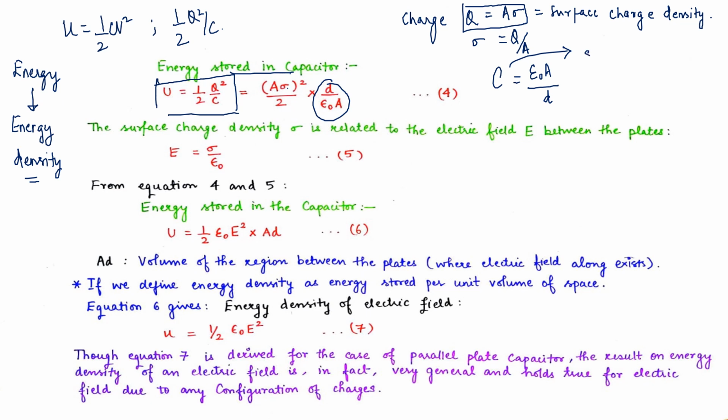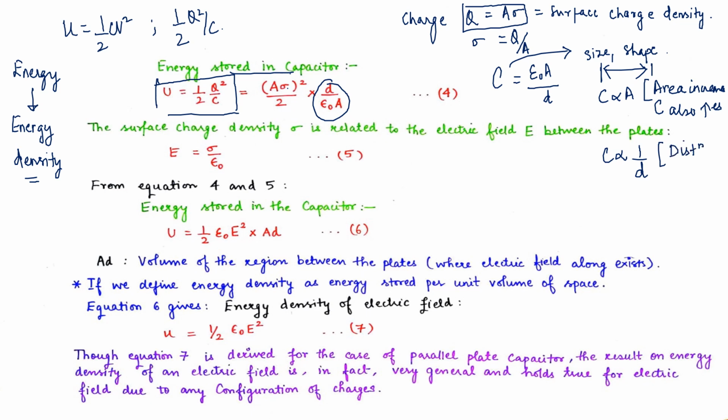We have seen that the capacitor's capacitance depends upon the size and the shape and even the distance between the two plates. More the distance, less is the capacitance. More the area, more is the capacitance. C is proportional to area, so as area increases, C also increases, and C is proportional to 1 upon D. So as the distance between the two plates increases, it will lead to C decreasing. This is the relation here.